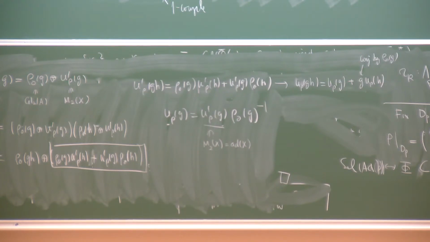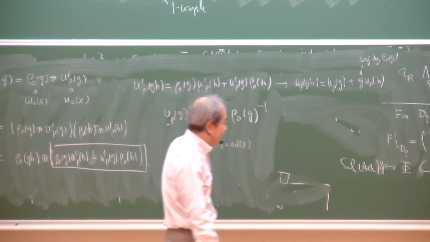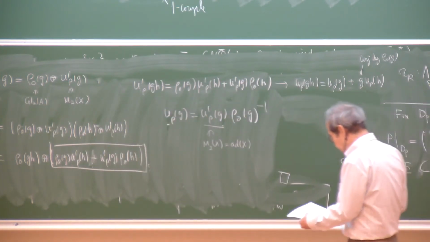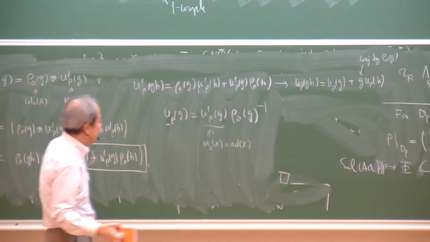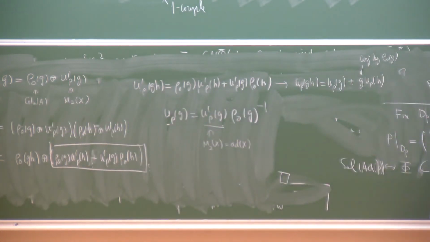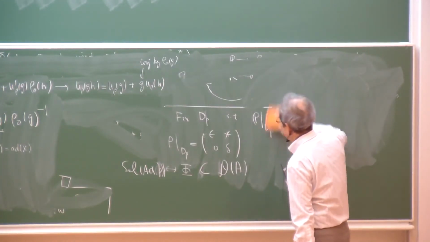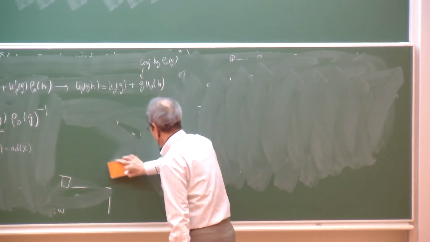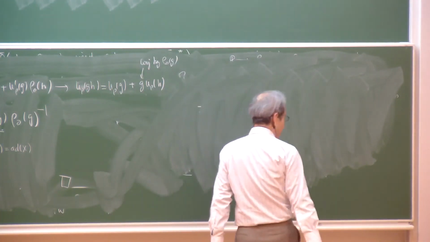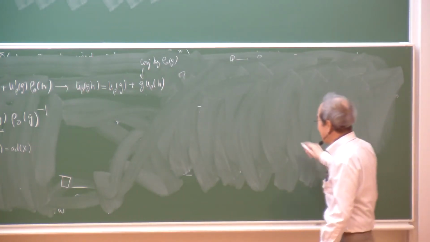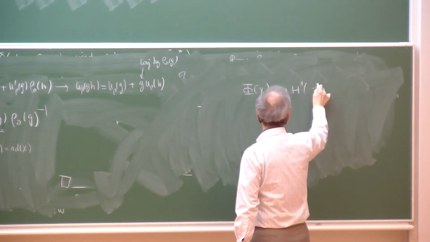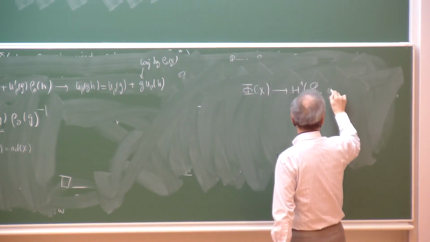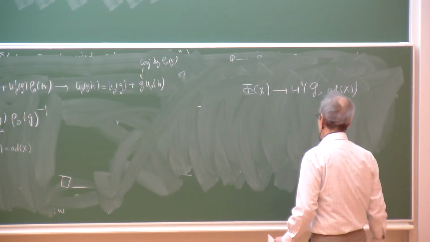Before that, so that's why I can now try to show that, naturally, by this stupid computation, you get a map of this set phi x to H1 of G with adjoint x. Okay.